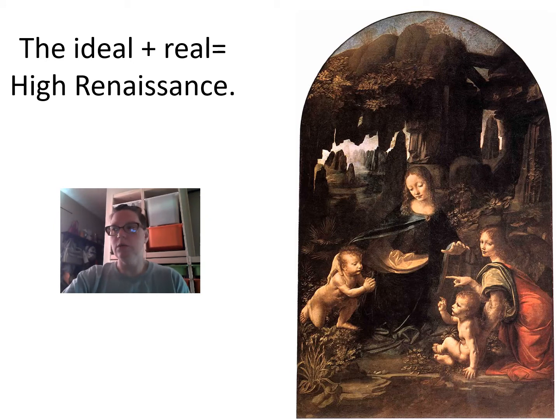So typically we can break down each style by listing the stylistic characteristics of the era. For example, we know that High Renaissance art in Italy is characterized by two major elements, the idealistic and the realistic. So idealism plus realism equal High Renaissance, and I'm going to show you how in just a moment.